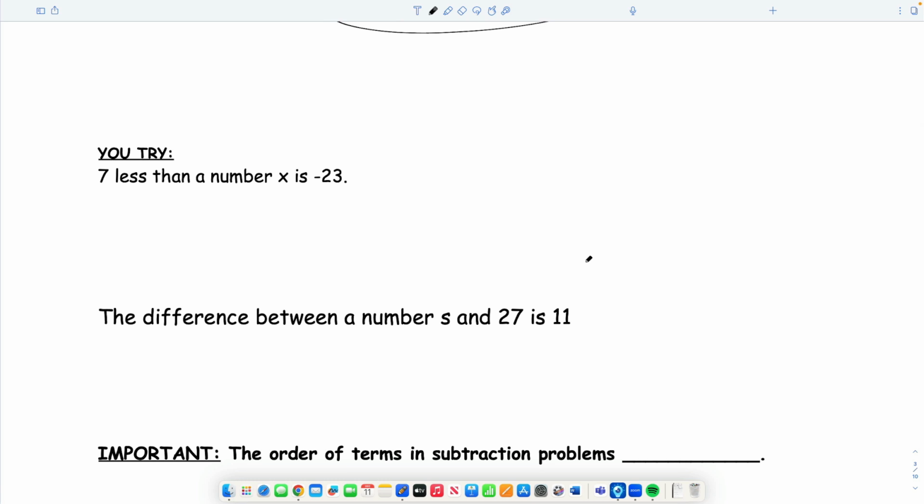You try should be silent. Pencils up when you're ready. 3, 2, 1. Waiting on. Go.